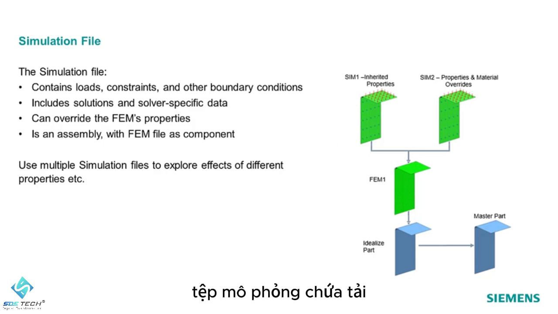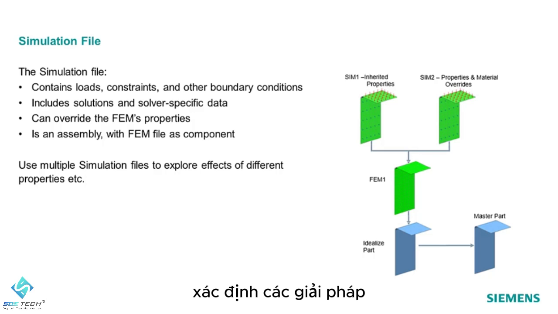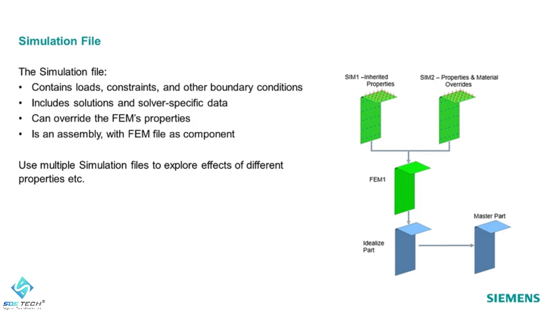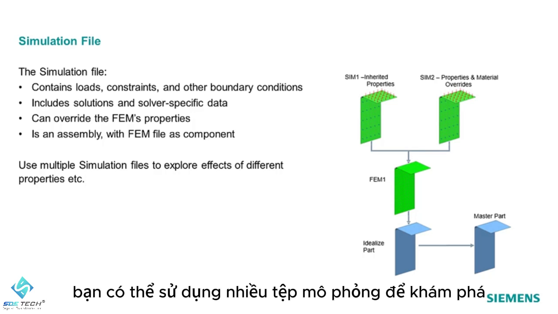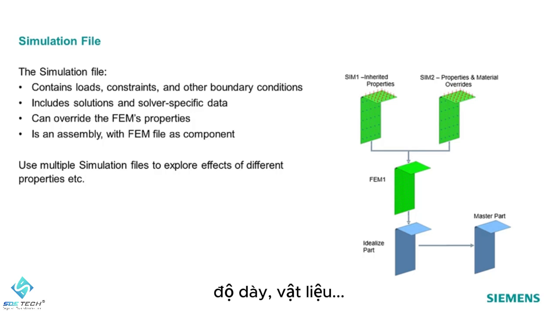The simulation file contains loads, constraints, and other boundary conditions. It includes solutions and solver-specific data that defines the solutions. It can be used to override the physical and material properties in the FEM file. You can use multiple simulation files to explore the effects of different physical properties, materials, thicknesses, etc.